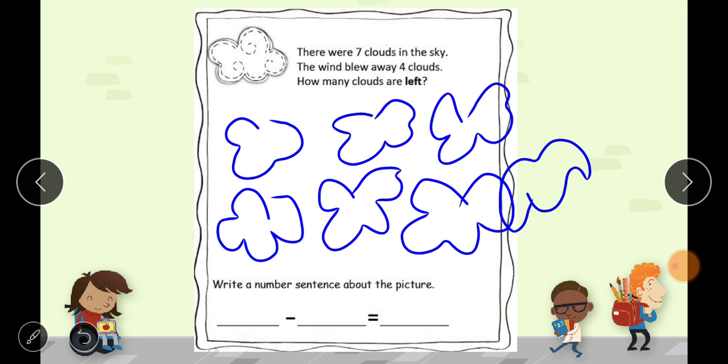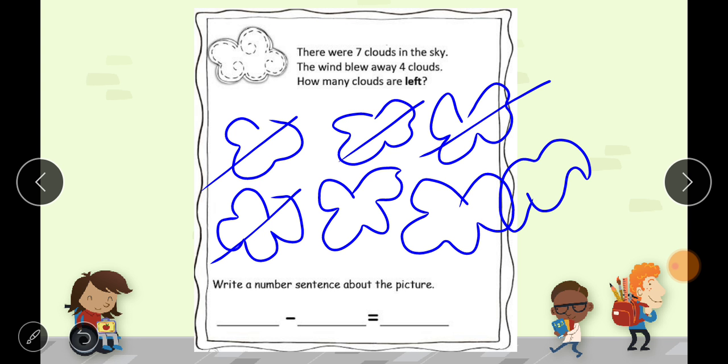So let's cross out to show the number of clouds blown away by the wind. Let's go 1, 2, 3, 4. The wind blew away 4 clouds. So how many clouds are left? Okay, count them. 1, 2, 3. 3 clouds are left.